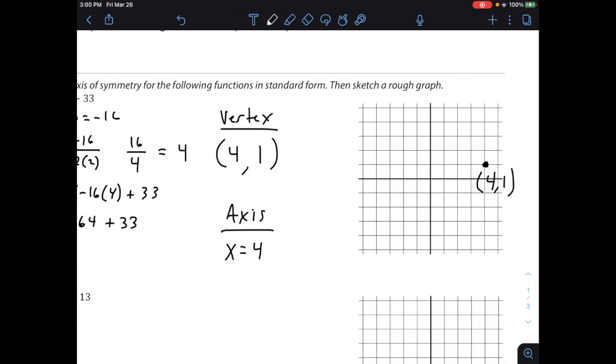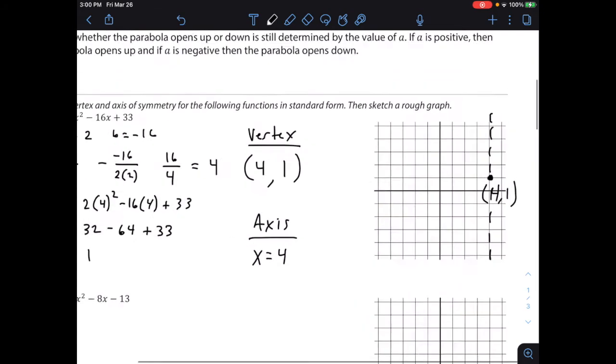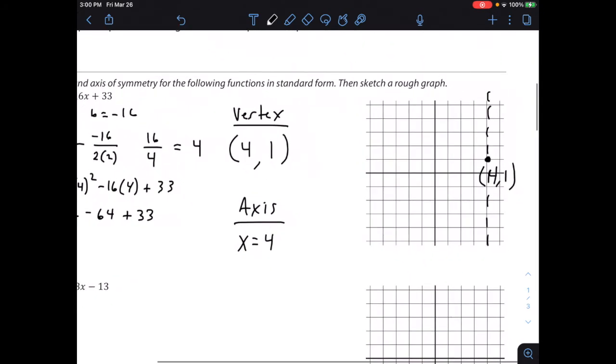And my axis of symmetry is the vertical line that runs through that point. So I'm going to just use a dashed line here. And then since A is positive, we know that our parabola is going to be opening upward. So I'm just going to draw a rough sketch of a parabola that is facing upward.